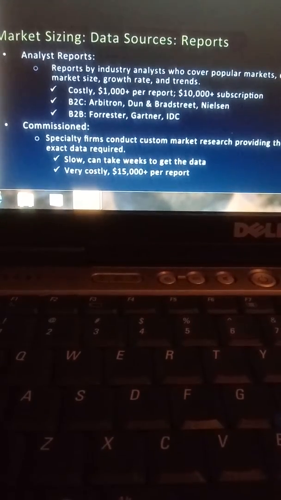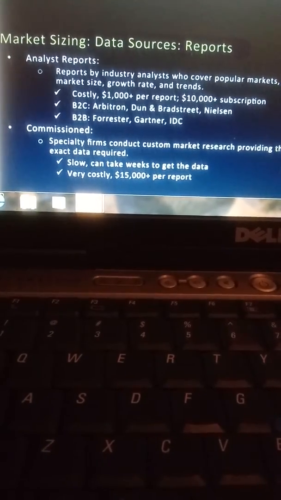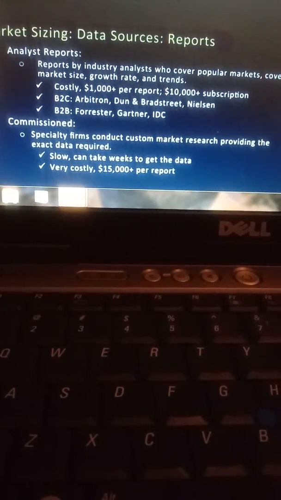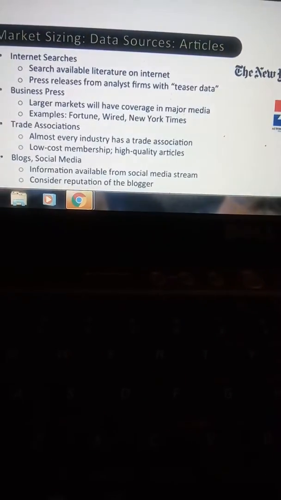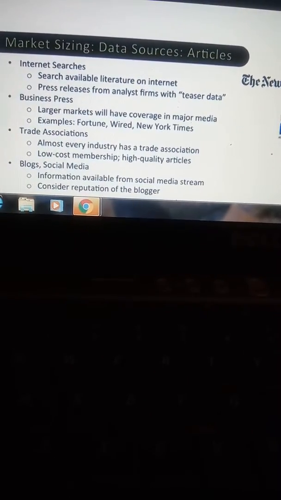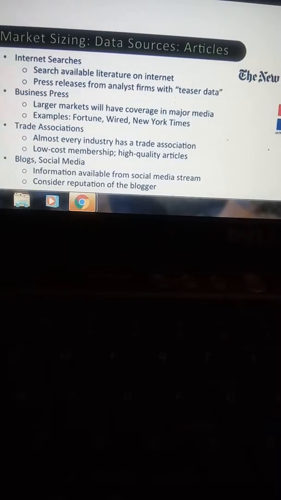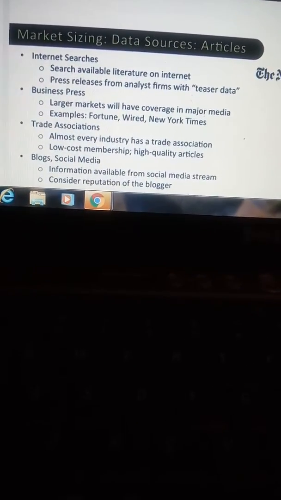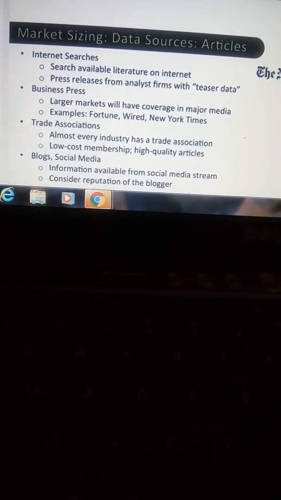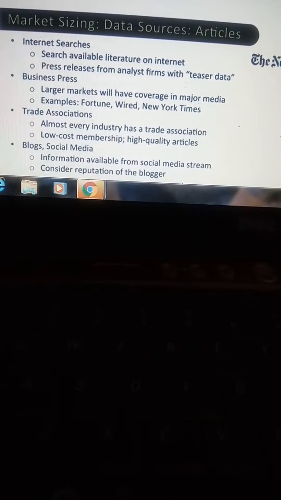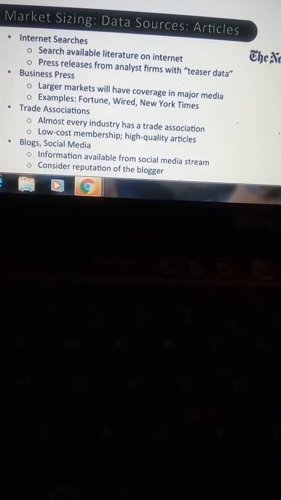Still more expensive are bespoke or commissioned reports. Marketing analysts get exactly what they need, but at the price of several $1,000s and weeks, if not months, of waiting. Many other secondary information data sources exist. We can simply search on Google, Bing, and other search engines for relevant information. Analyst companies often promote new market reports with press releases with teaser data to get people to purchase the reports. The teaser data could be exactly what you need.